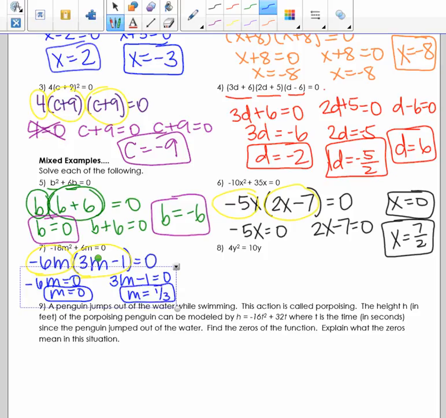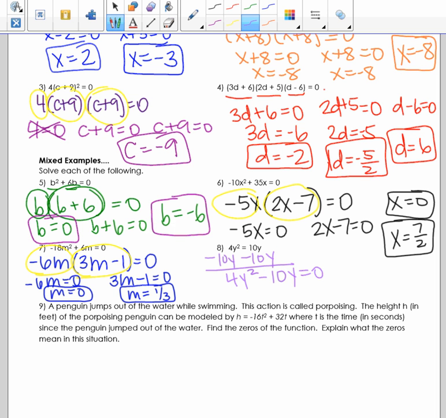Okay. Over here with number 8, if you notice, this is different than all the other ones because one side isn't set equal to 0. Well, in order to solve, one side always has to be set equal to 0. So I'm just going to take my 10y and I'm going to subtract it over to the other side. Keep it in standard form, so you have 4y squared minus 10y equals 0, and now it's the exact same thing.